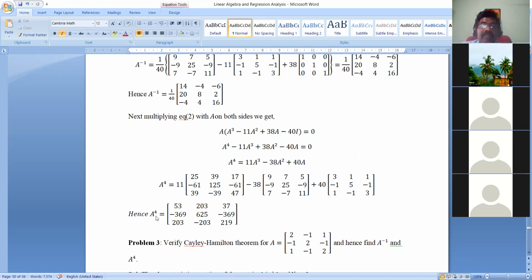A power 4 equal to 53, 203, 37, minus 369, 625, minus 369, 203, minus 203, 219. This is A power 4.